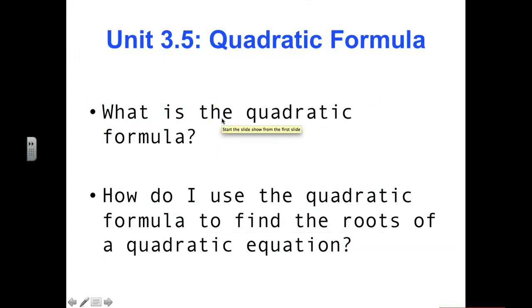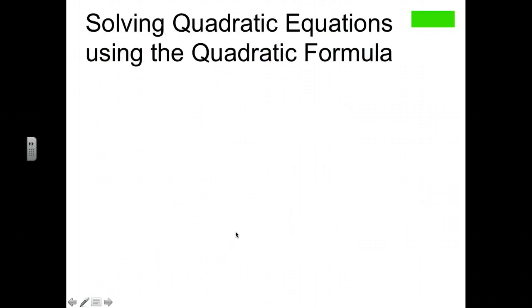It's the quadratic formula. Today our objective is: what is the quadratic formula, and how do I use it to find the roots or solutions of a quadratic equation? Before we even get into that, let's review the general form of a quadratic equation. We know that's ax squared plus bx plus c equals 0.